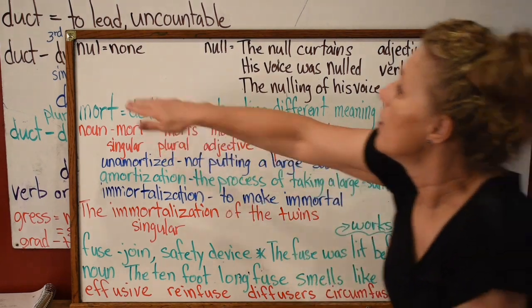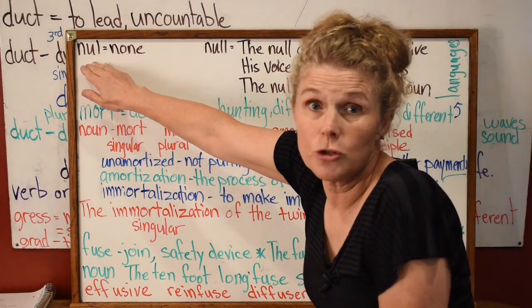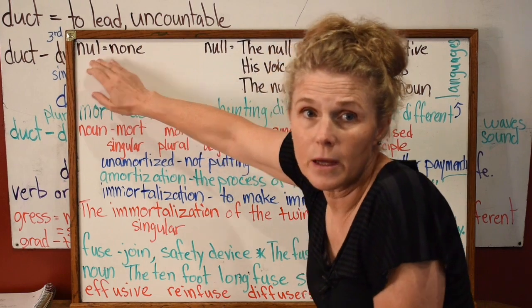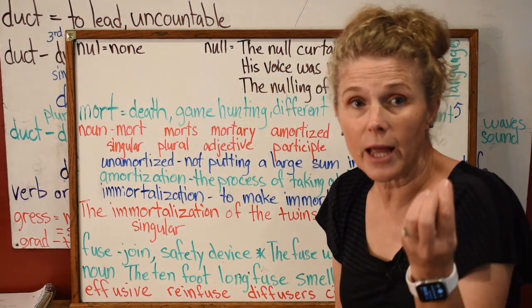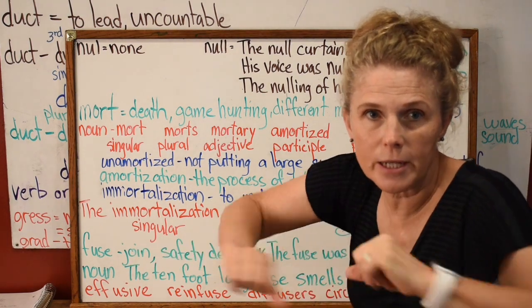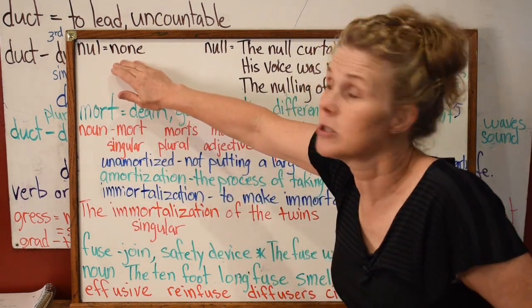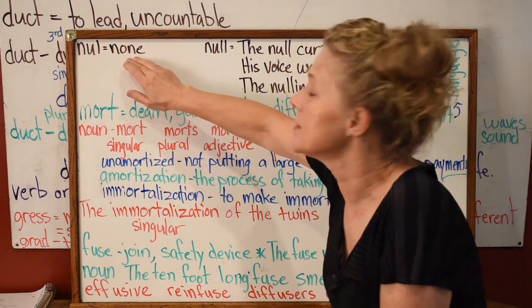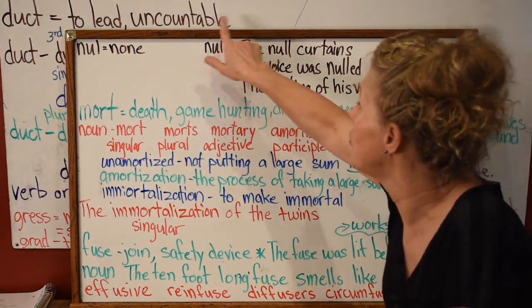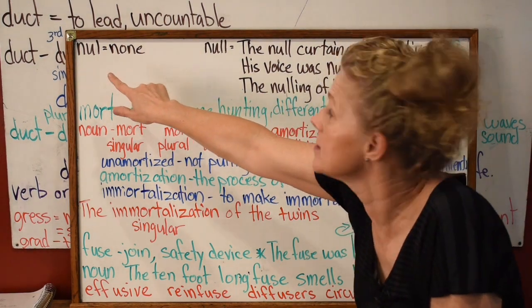Okay, so now, the Latin root null. It means none. So what does null mean? None. So if you say an annulment, you do not have a marriage anymore. It's done, it's over, it's none, it's not there anymore. Null means none. So for instance, null, this is the Latin root.